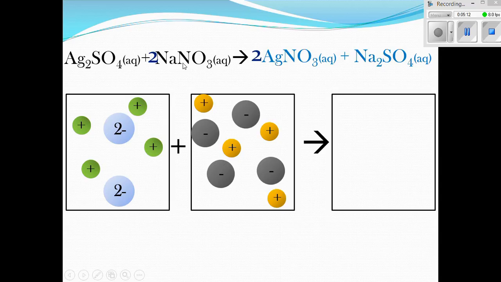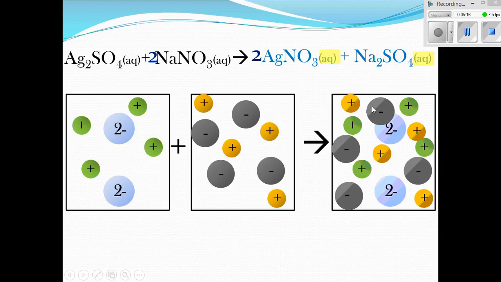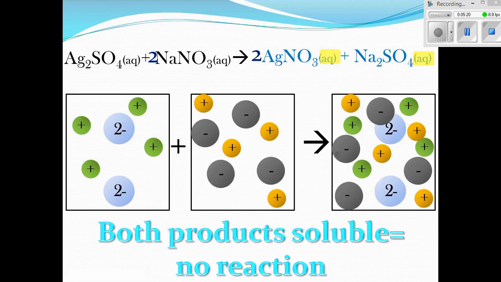But whenever we have aqueous products, we just have a bunch of ions mixed together. So in actuality, there is no reaction that's occurring. There is no product being formed. We're just mixing the ions together. So if both products are soluble, we consider this no reaction.